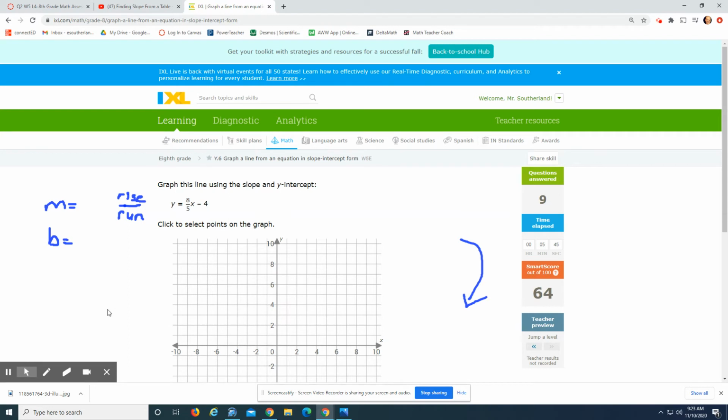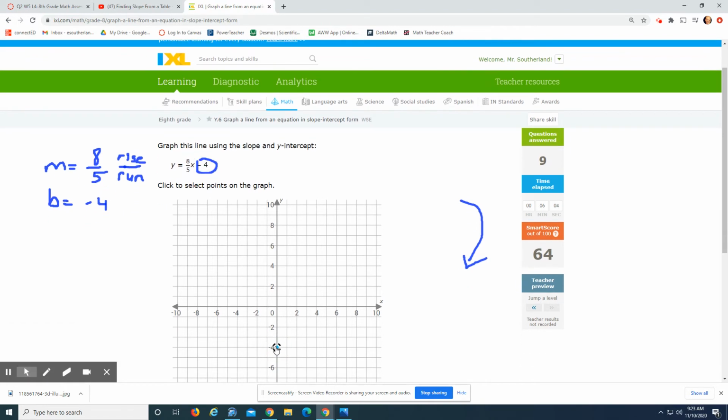And so then now we're at this position where we do the same thing. Be careful here. -4 means -4. 8/5 tells me the rise and run. So a -4 tells me to start here. 8/5 means go up 8. 1, 2, 3, 4, 5, 6, 7, 8. And then over 5, 1, 2, 3, 4, 5.